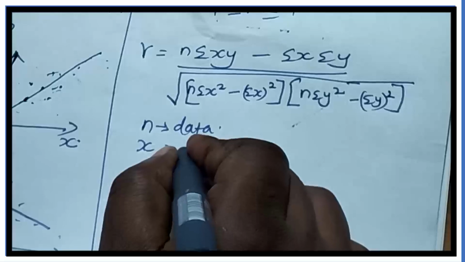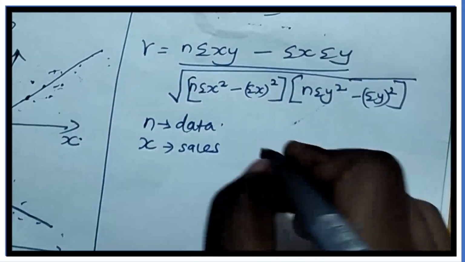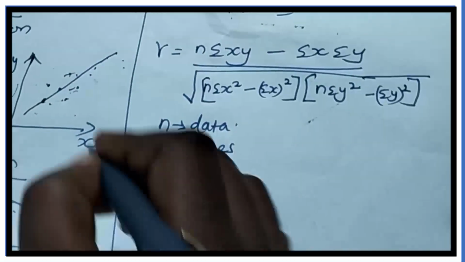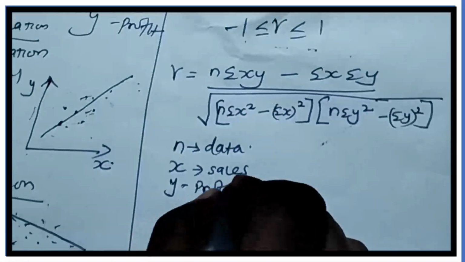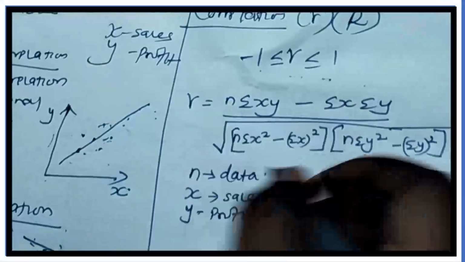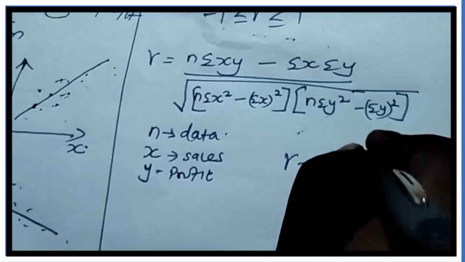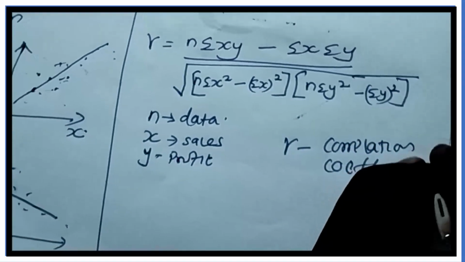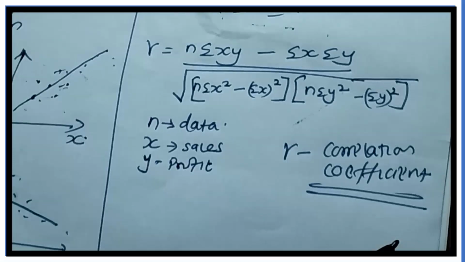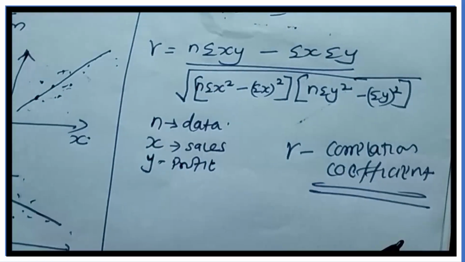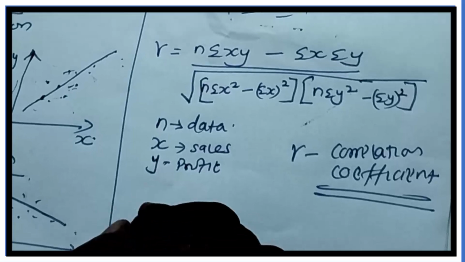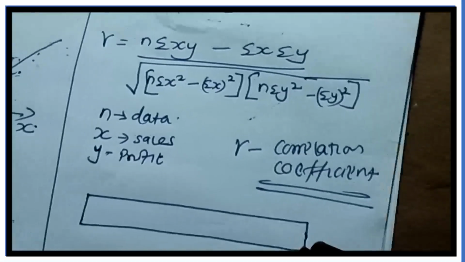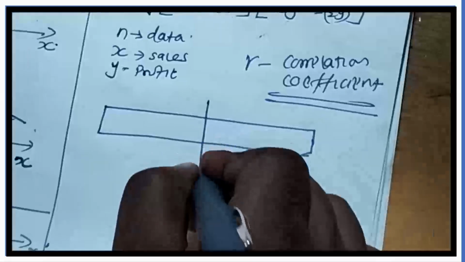X, remember x in my case was sales. So the summation of x is the summation of the sales based on your data. And y, remember we had assumed it is our profit. So if we are to calculate the correlation coefficient, R is our correlation coefficient, so the value you get of R will determine if we have positive or negative correlation.